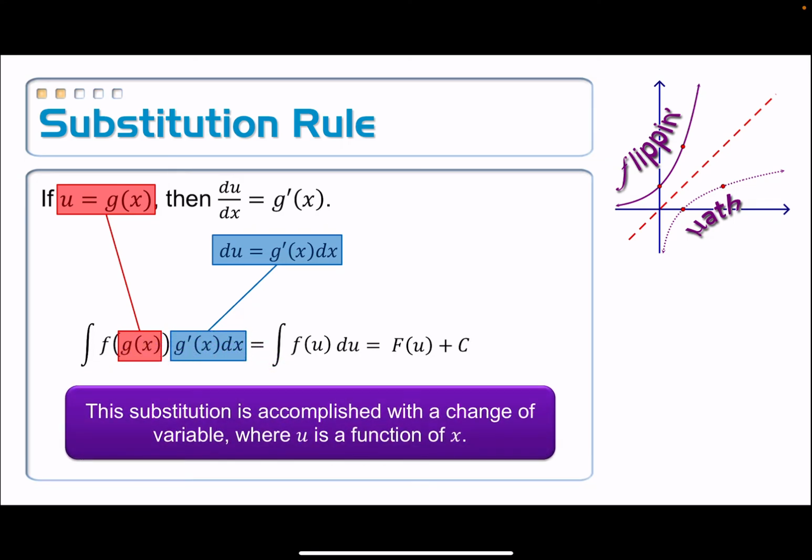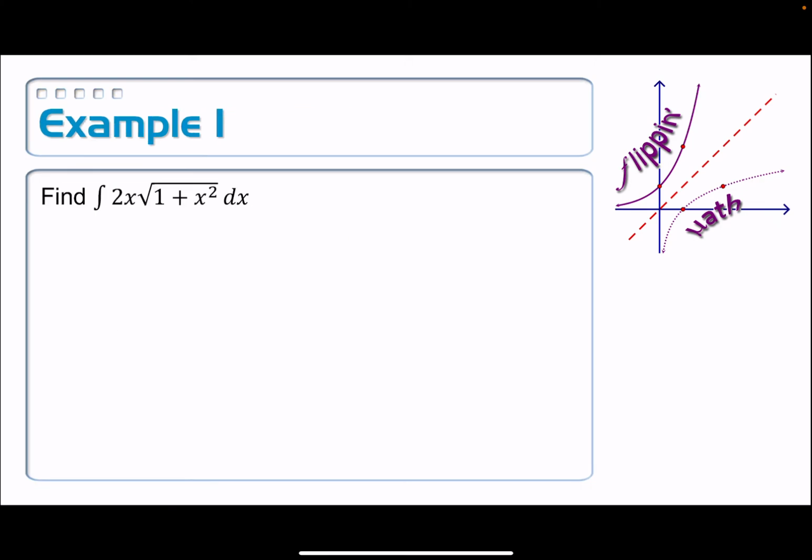So let's see this in an actual example here, all typed out. So here is our function that we want to find the antiderivative of. We've got the antiderivative, or the indefinite integral, of 2x times the square root of 1 plus x squared with respect to x. Now, the first thing that I want to notice, when I'm doing this on my own, is that I need to do substitution on this.